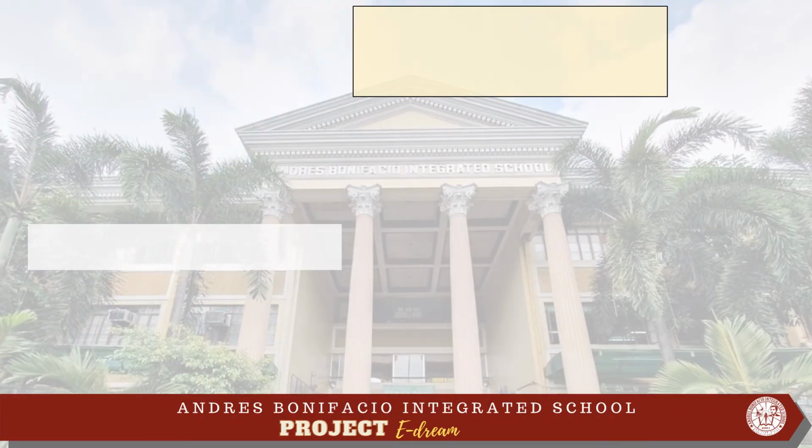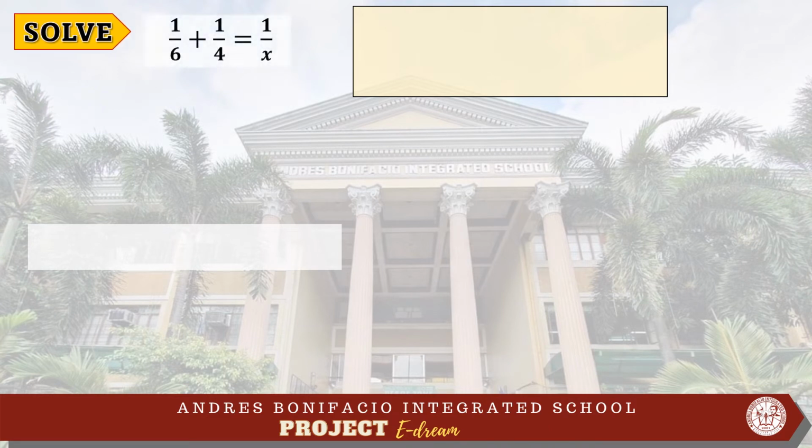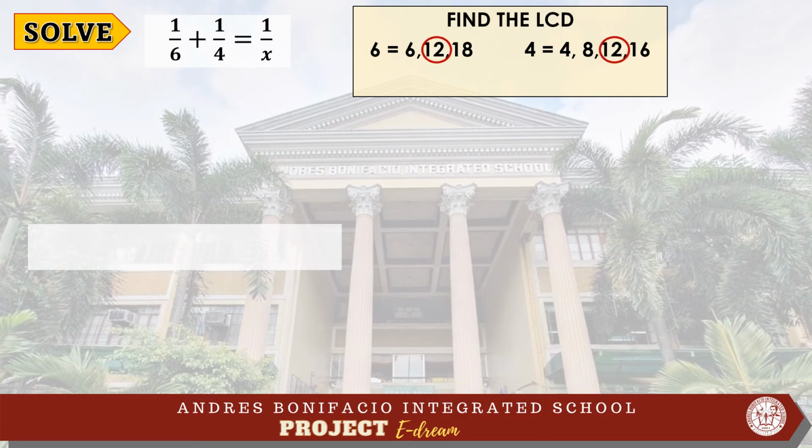Let's proceed with the third step. Our equation is 1/6 plus 1/4 is equal to 1/x. As we can see, we have different denominators, so we will look for their LCD by getting its multiples. The multiples of 6 are 6, 12, 18, and so on. The multiples of 4 are 4, 8, 12, and 16, and so on. So the common multiple is 12. So we can say that the least common denominator is 12x. This 12x will multiply in each term of the equation.